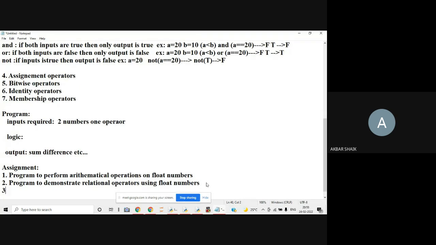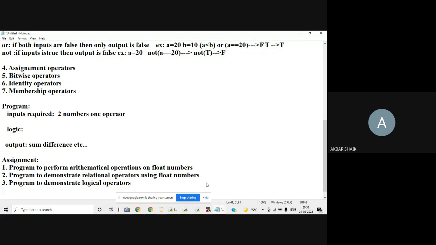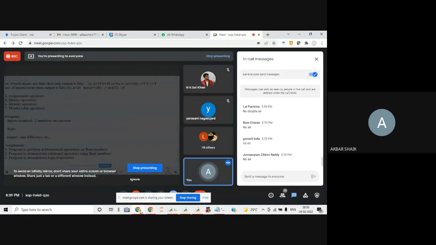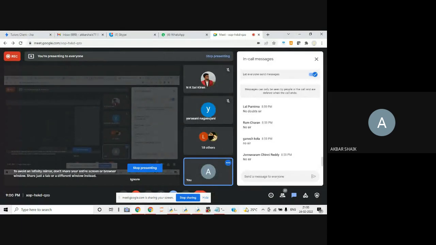Okay, next, third program: program to demonstrate logical operators. Okay, right. Understood all of you? Any doubts? Hope you can do all these three programs, right? All of you can complete these programs by tomorrow.